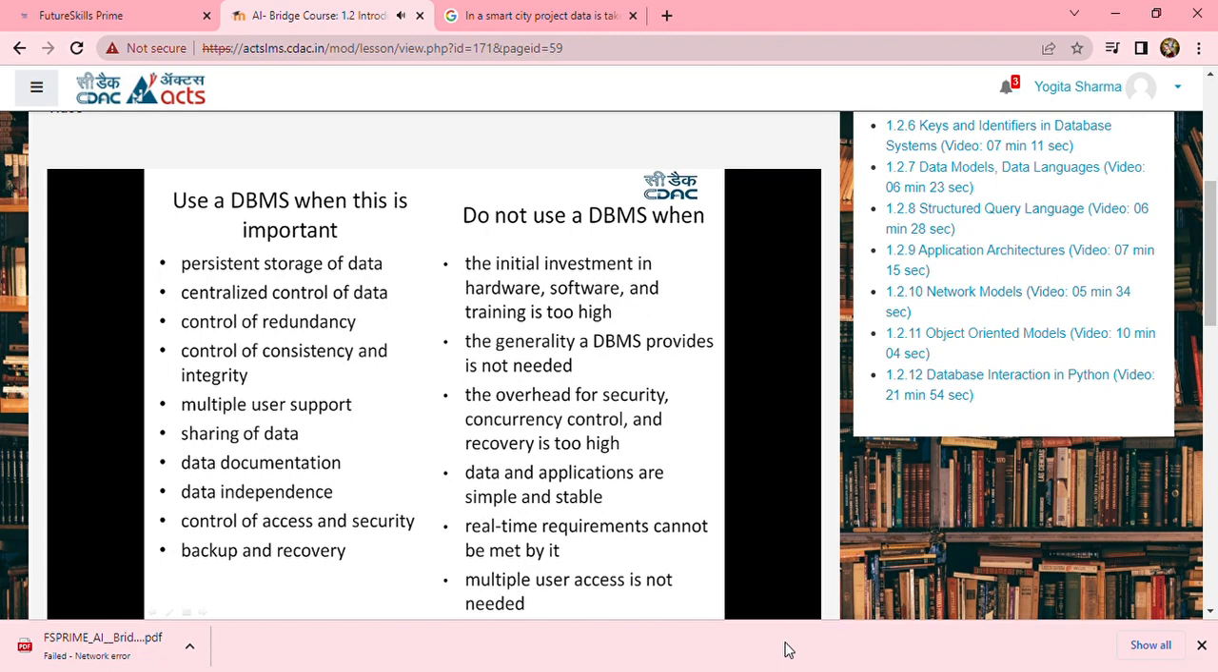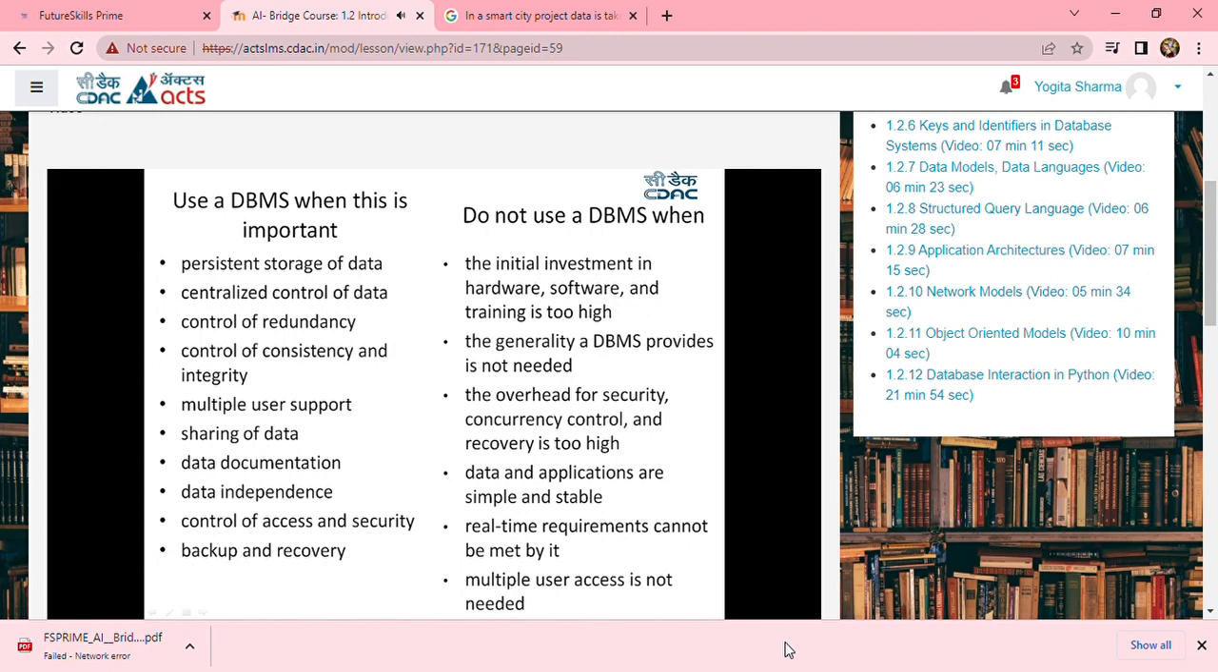When not to use a database management system. Whenever the initial investment in hardware and software is too high, or the database management system provided is generally not needed. For example, you don't require holding on to the data. Or the overhead of security, concurrency control and recovery is too high. Or the data and applications are simple and stable, so you are a very small firm.